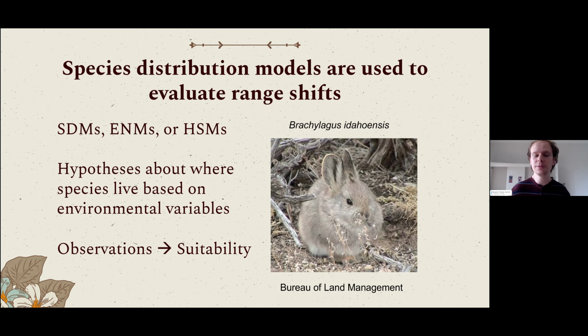So broadly, species distribution models are hypotheses about where species live based on certain environmental variables. They link observations of a species to environmental suitability across the landscape. And I'm just going to give a short little crash course into species distribution modeling just to make sure we're all on the same page before I talk about why it might be a little bit difficult to apply species distribution modeling to geographic range shifts in the past.